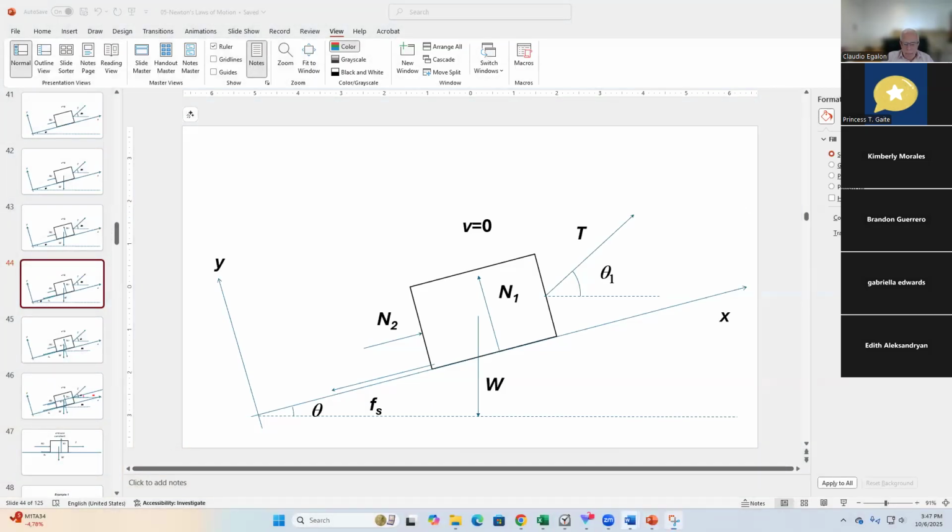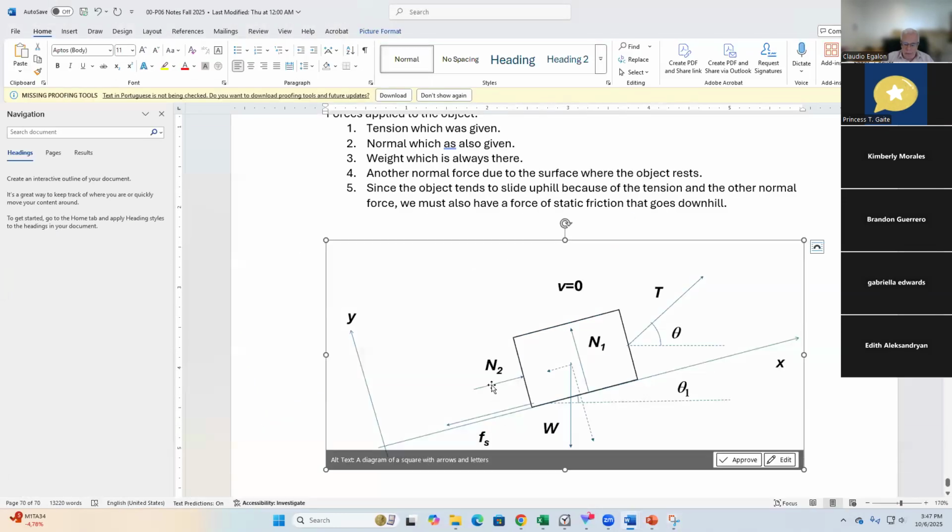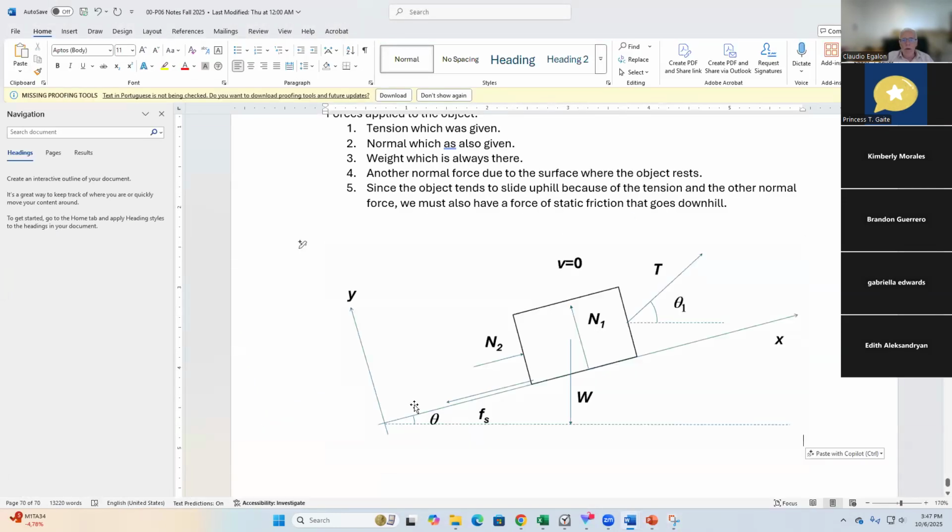Copy and paste. Here you go. Now it's better. Okay.